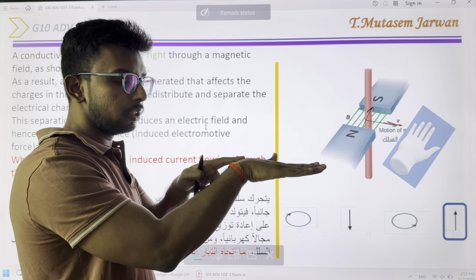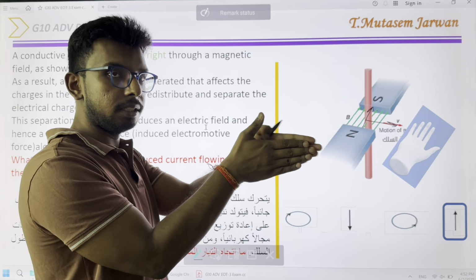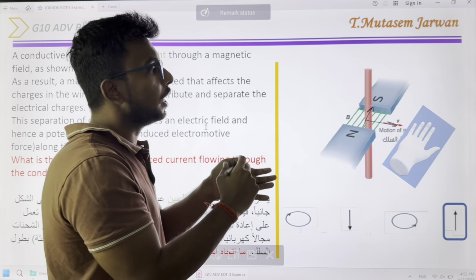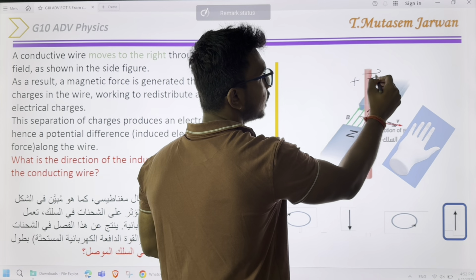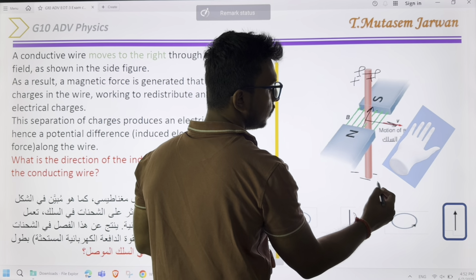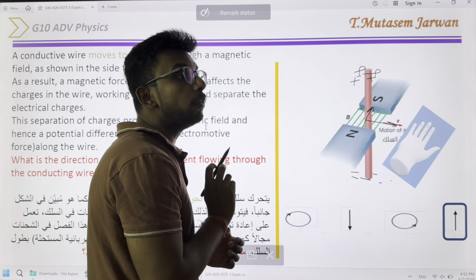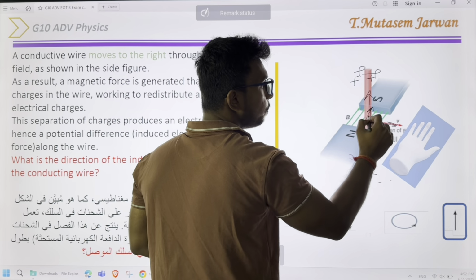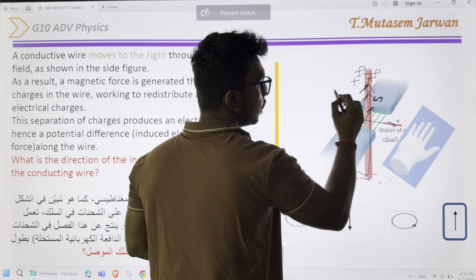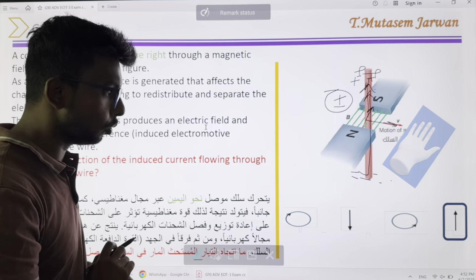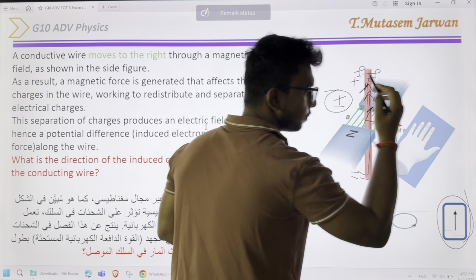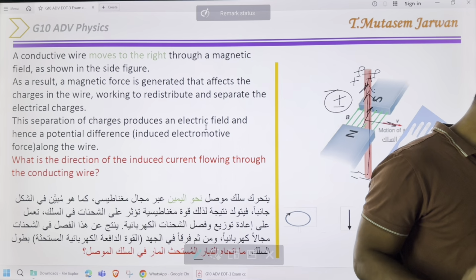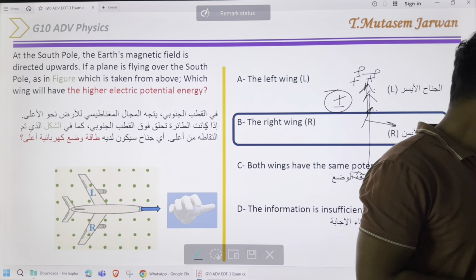So can I curl my fingers? No, I will have to turn. Velocity is still here. Curling my fingers, thumb is pointing up. That means in this wire, all the positive charges will get collected here and all the negative charges will get collected here. So what will be the direction of current? All the positive charges will start moving up. So this will be the direction of current from down to up. So this is the answer. Just go through it, check out the direction. You can use any rule, it does not matter.